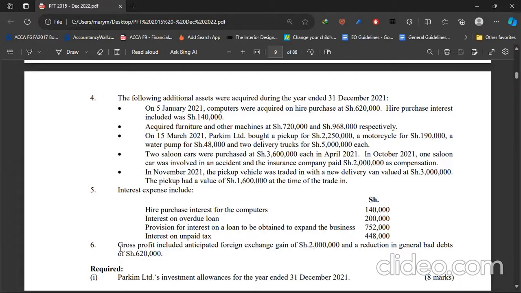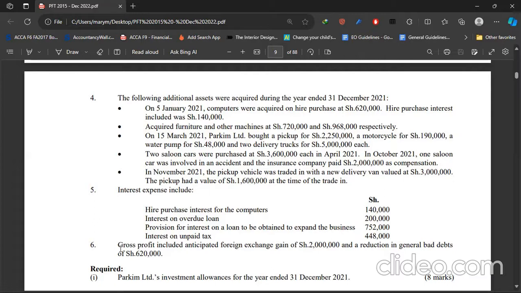In October 2021, 1 saloon car was involved in an accident, and the insurance company paid 2 million as compensation. In November 2021, the pickup vehicle was traded in for a new delivery van valued at 3 million. The pickup had a value of 1.6 million at the time of the trade-in.